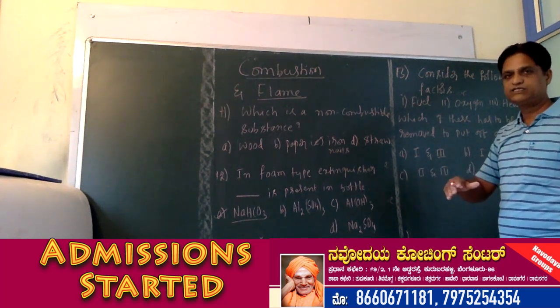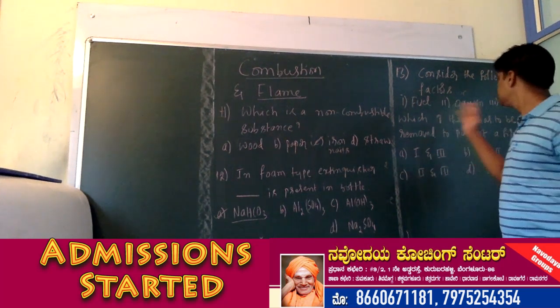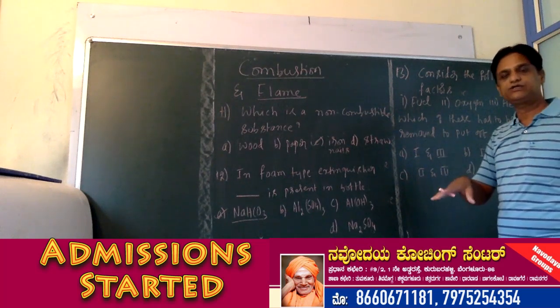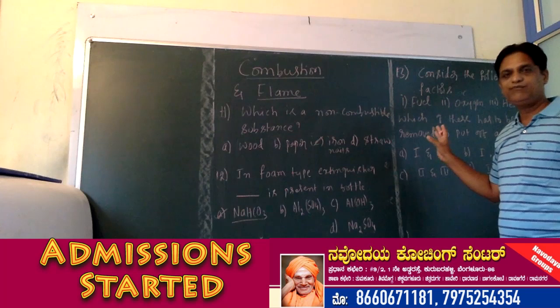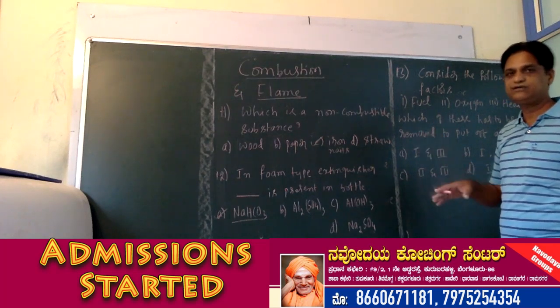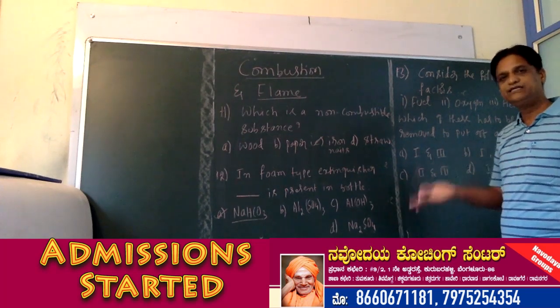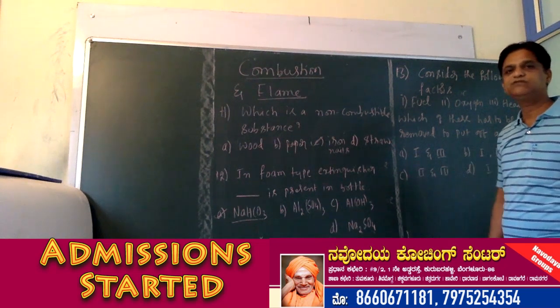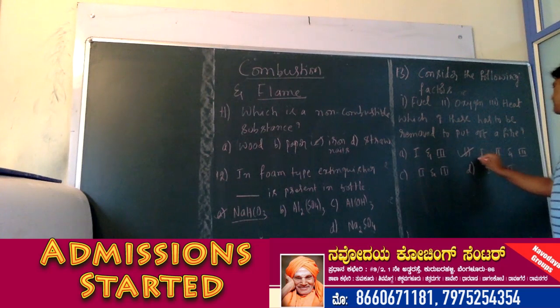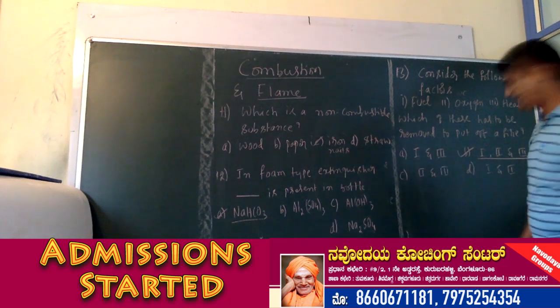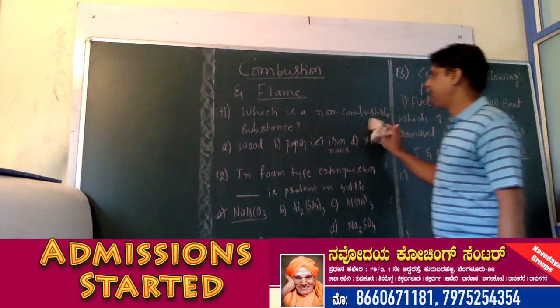That means by removing fuel, we can put off fire. By removing oxygen, we can put off fire. And similarly, by removing heat also, we can put off fire. Because they are the three important components which are needed to start combustion. So if any one is not there, the process of combustion will not continue. So that's why the answer is 1, 2 and 3. Option B.